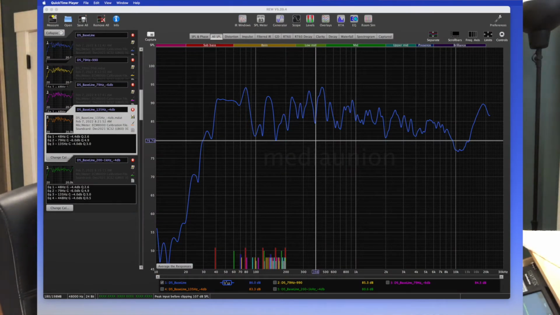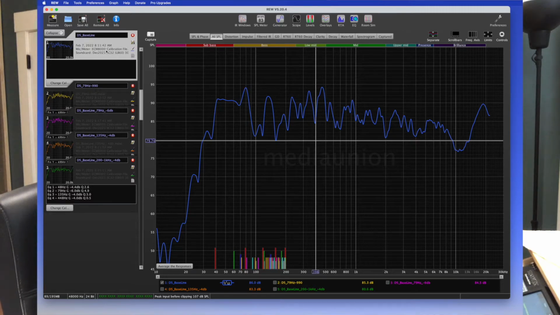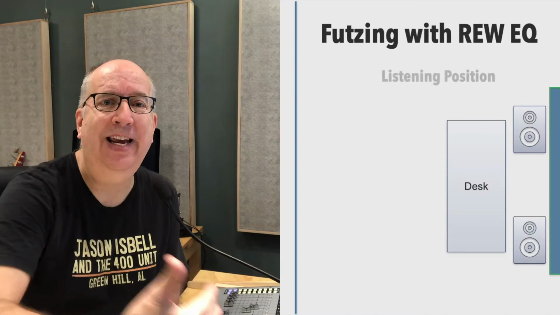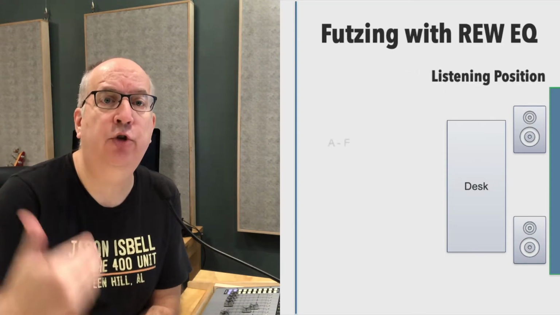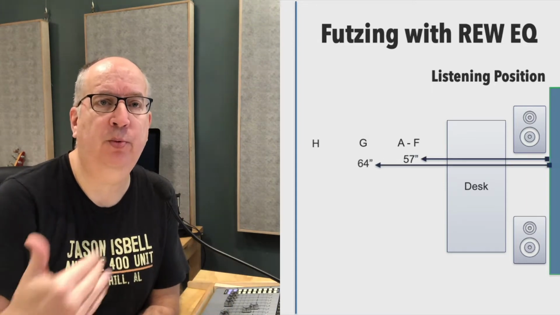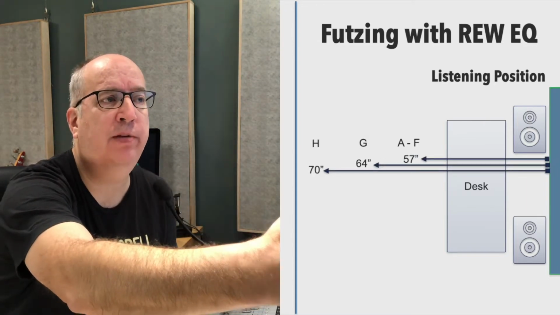Okay, let's do that. So right now in REW, I'm showing you that I created a baseline this morning. My listening position is about here. I put my microphone in a listening position from A through H, and I found that G was the best position. This is based upon adding 3 or 4 inches difference in the distance between my speakers and my listening position. So I found a position that I like the most, called G.